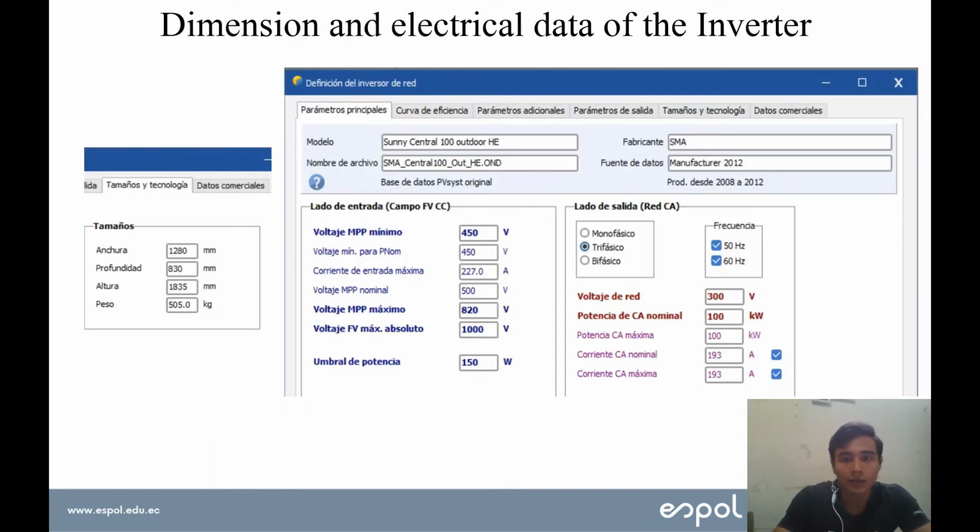In the dimensions and electrical data of the inverter, it's important to know the width, depth, height, and weight. Consider in the same way the electrical data of the short circuit, voltage MPP nominal, voltage MPP maximum and minimum. The dimensions of the inverter are width, depth, height, and weight. The width is approximately 1,218 millimeters, and it considers various parameters.